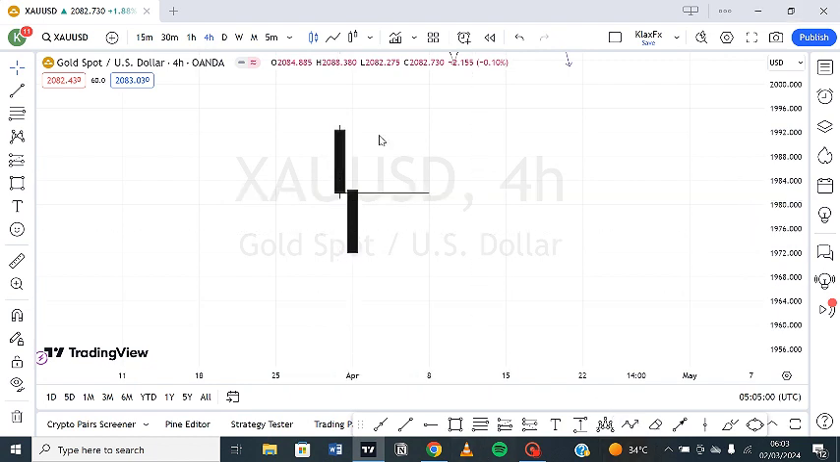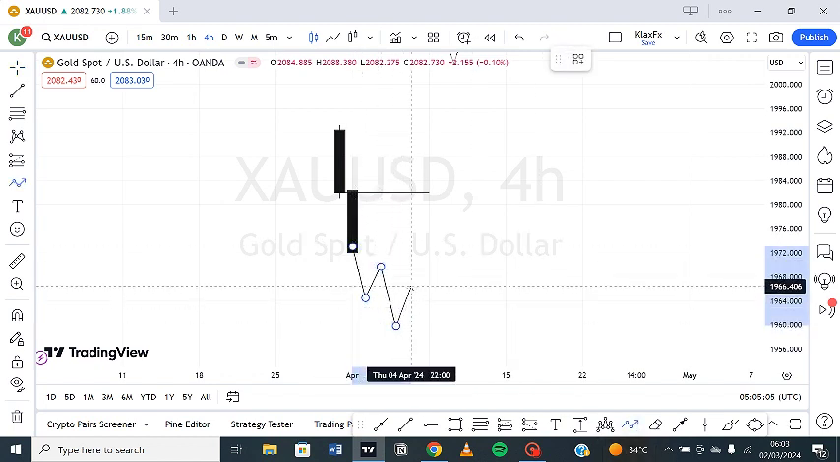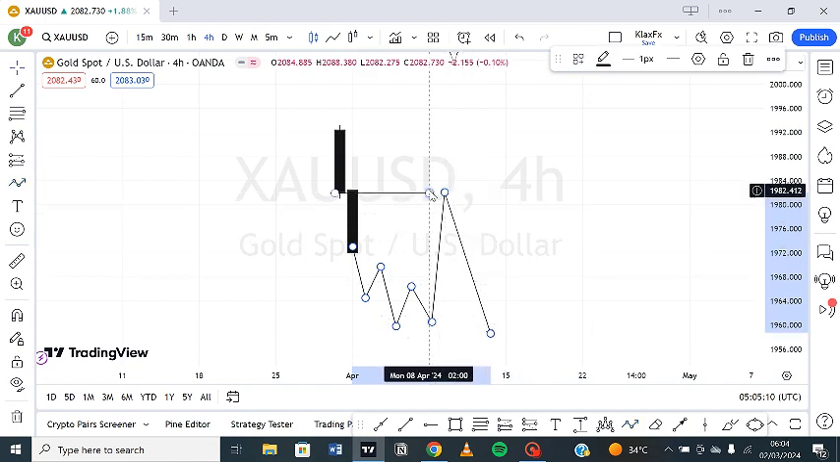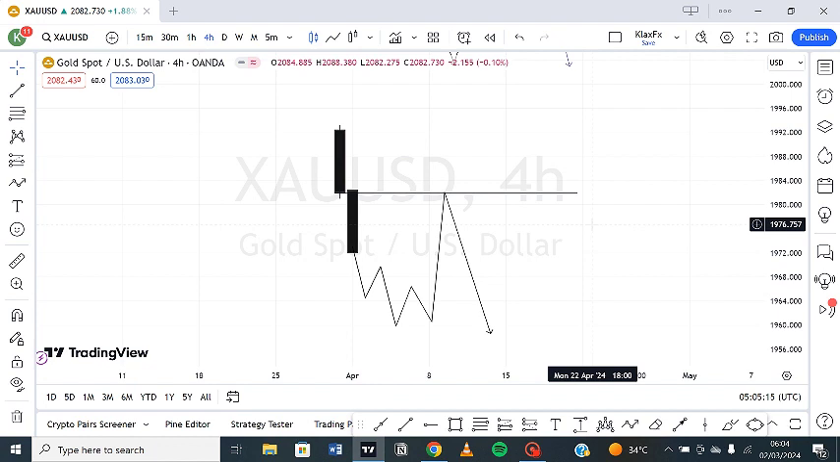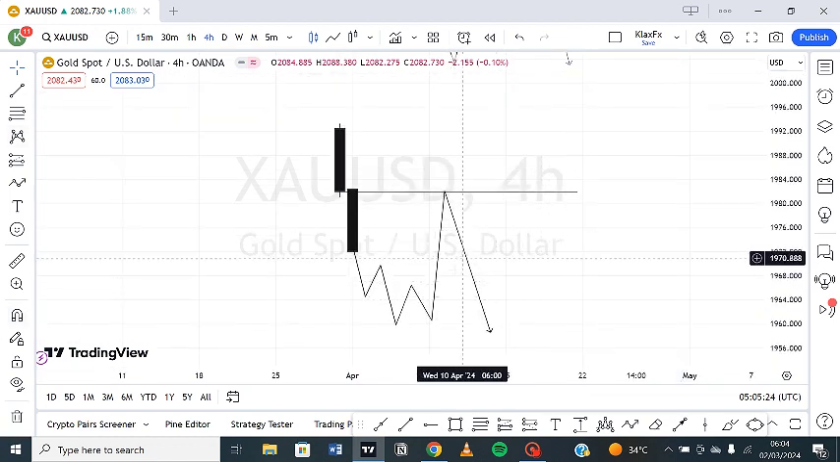So what will happen in future? Once the market comes down, continues coming down, and finally taps into this point, it will come down. You get something like this, it will come down. You therefore get a bullish scenario.